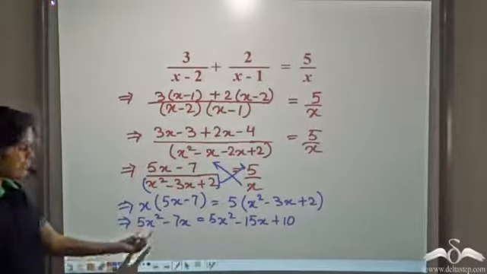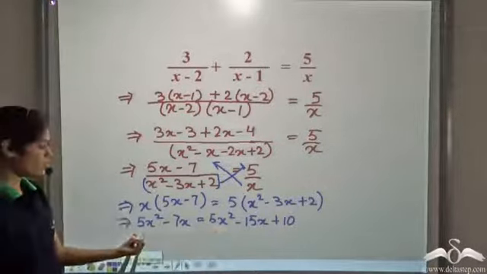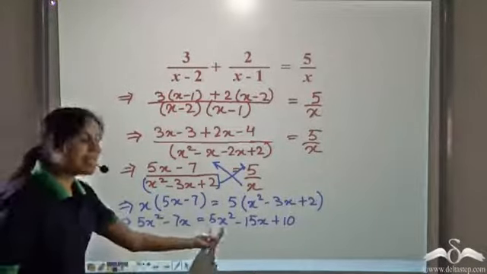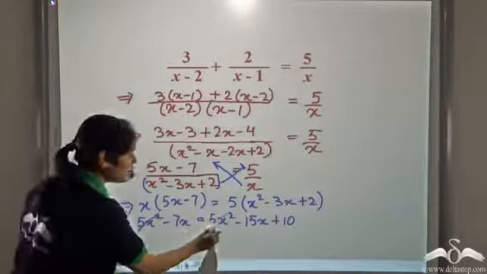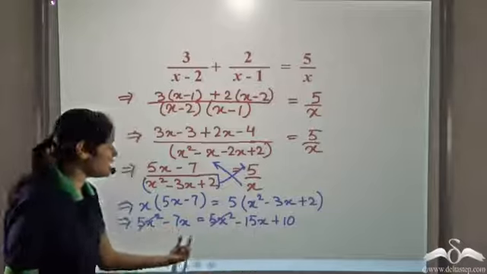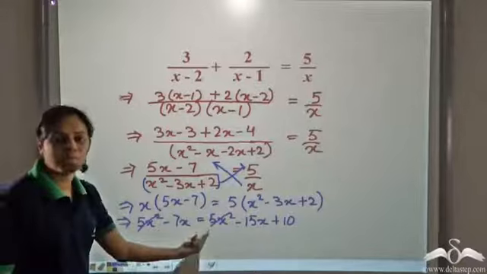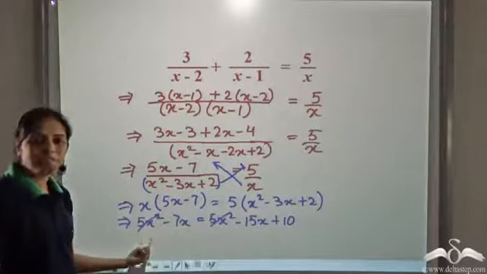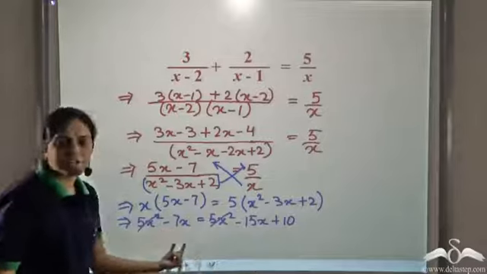Now, we have a 5x square and a 5x square here. So, if we take this 5x square to the left hand side, it will become negative 5x square. 5x square and negative 5x square will give us 0. So, this x square term will disappear. So, it becomes a linear equation in one variable. So, although we had an x square term on both the sides, since the coefficient on both the sides was the same, it gets cancelled, and hence we have a linear equation in one variable.